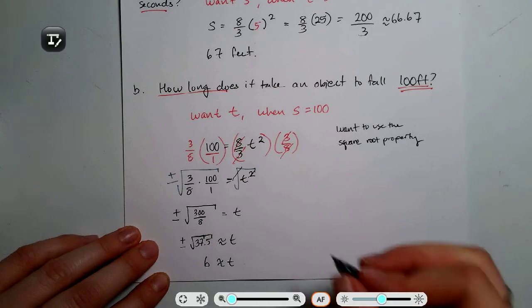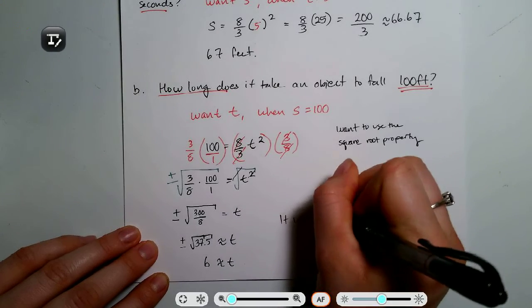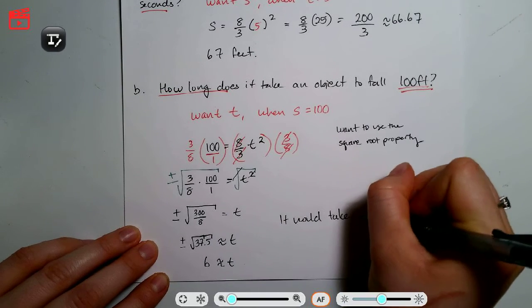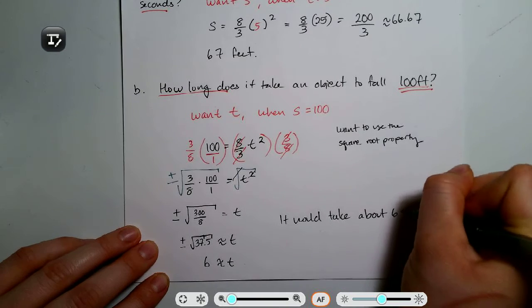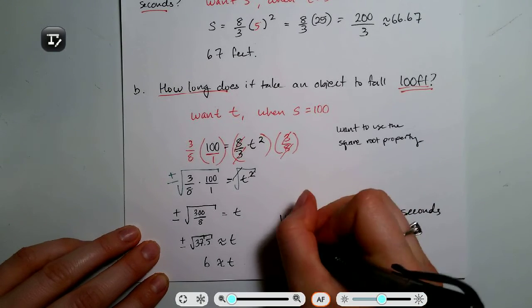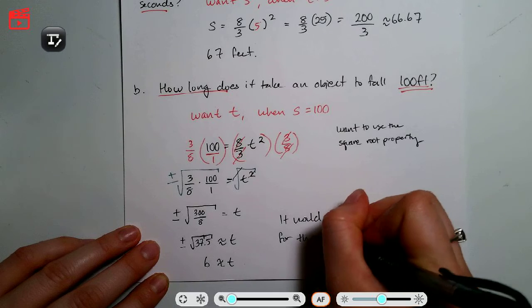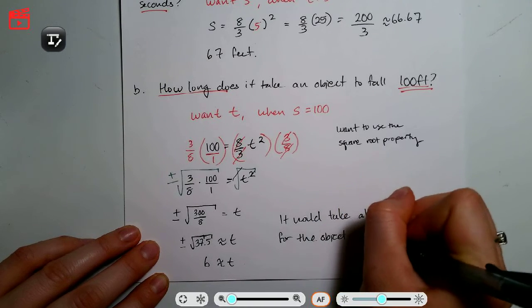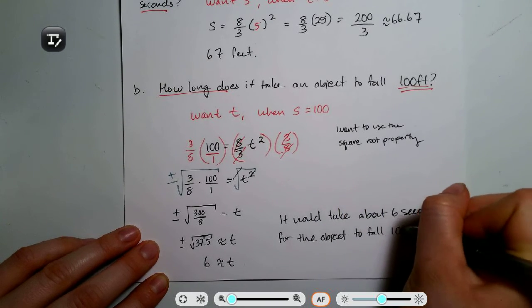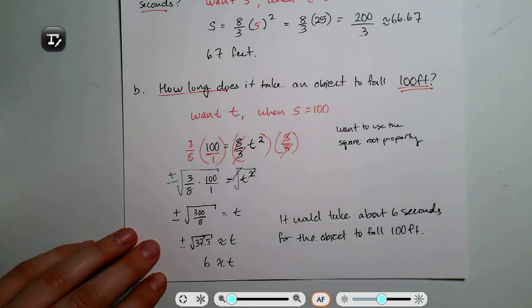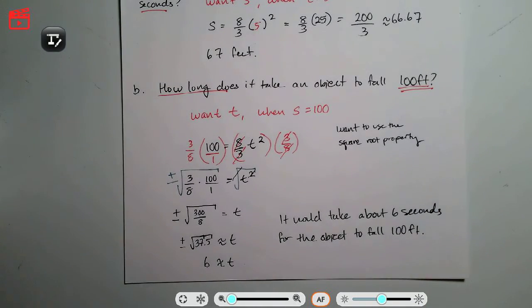So what's my answer? It would take about 6 seconds for the object to fall 100 feet. And there we have it. We're done with the application problem for quadratics.